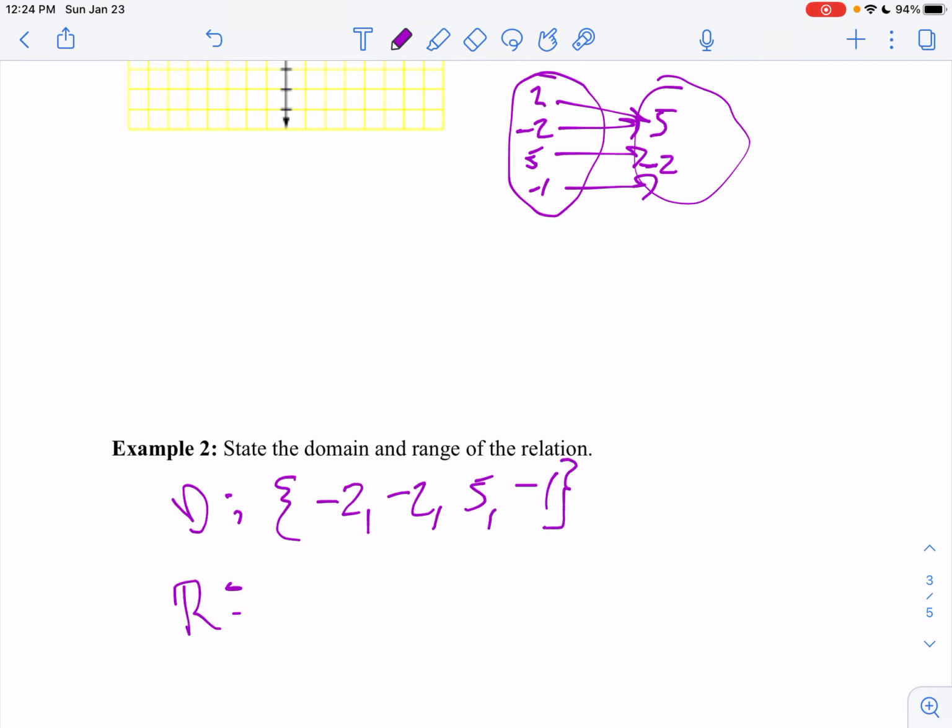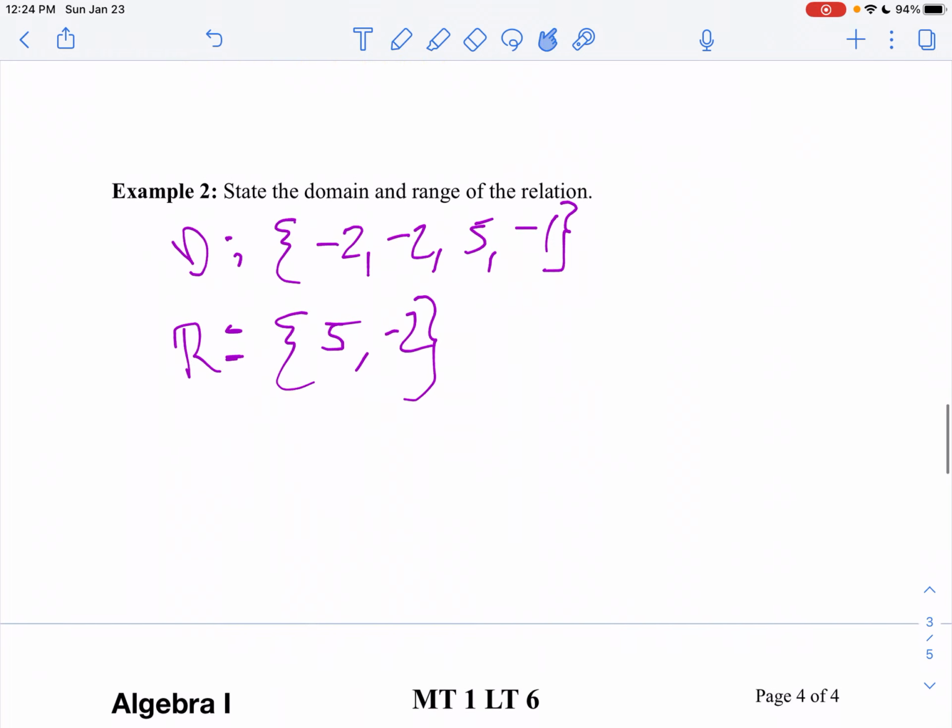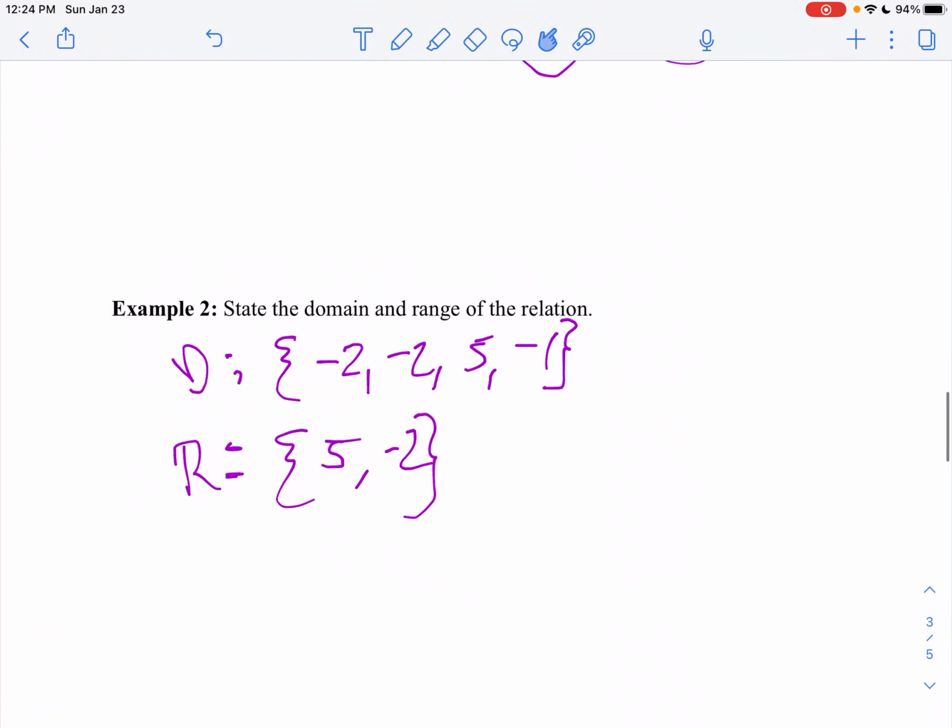And the range is kind of like a mapping. I'm going to list all my output variables, or my y variables, but I don't have to repeat myself. So I'm going to say 5 and negative 2. If you repeat yourself, you're just repeating yourself. It's kind of silly, so don't do that.